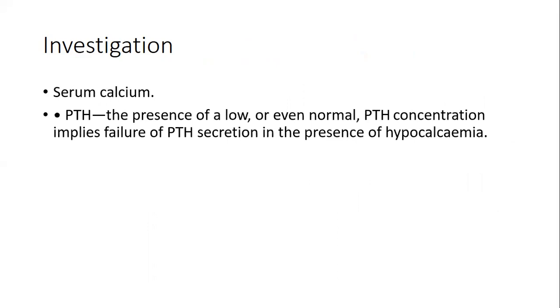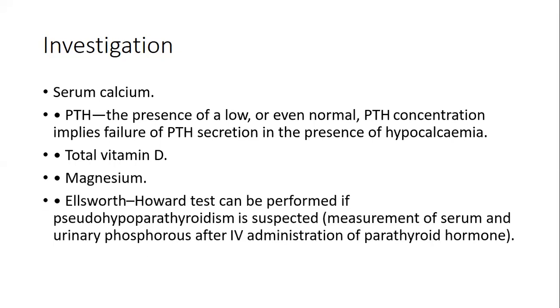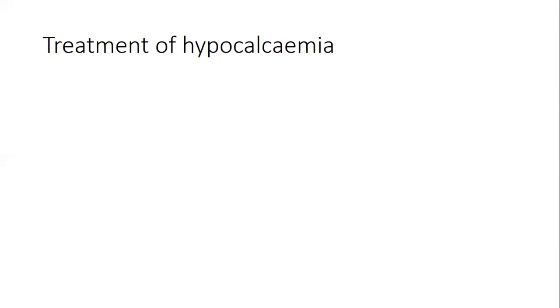The investigations of hypocalcemia include serum calcium, PTH. The presence of a low or even normal PTH concentration implies failure of the PTH secretion in the presence of hypocalcemia. Total vitamin D, magnesium, Ellsworth-Howard test can be performed if pseudohypoparathyroidism is suspected. That is the measurement of the serum and urinary phosphorus after IV administration of parathyroid hormone.